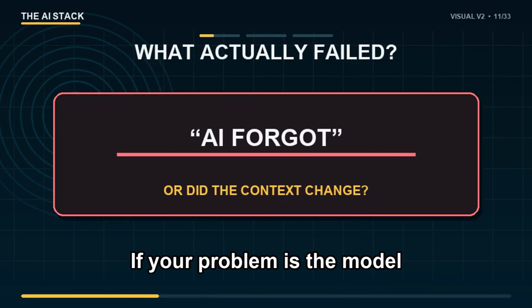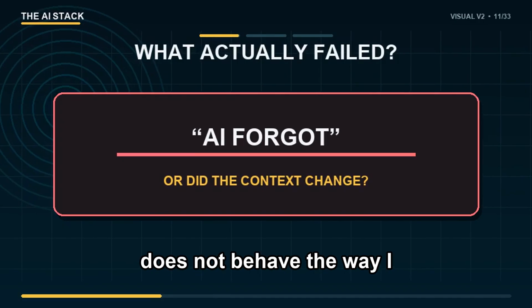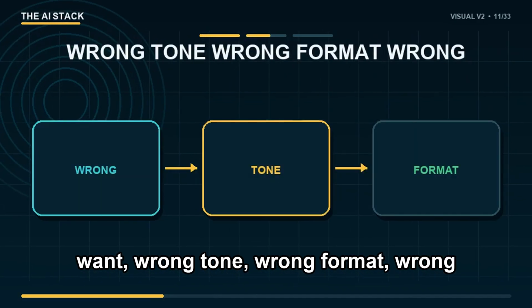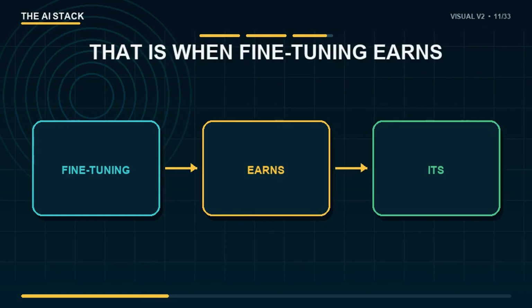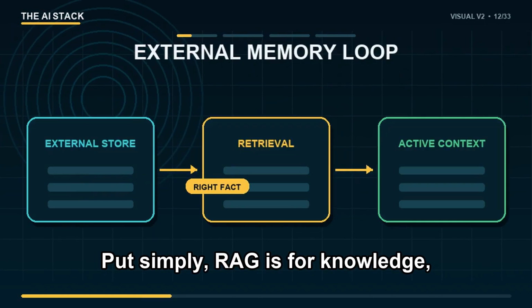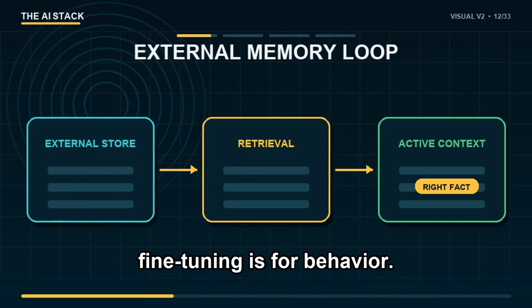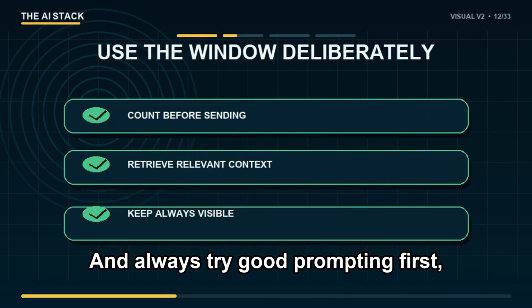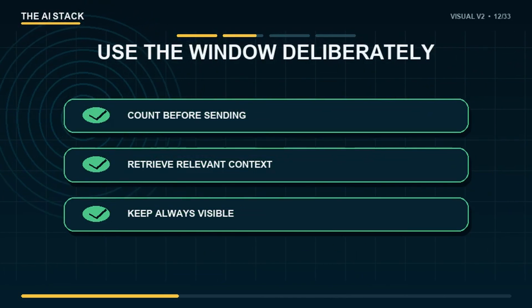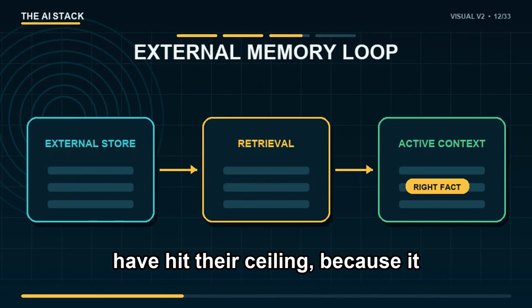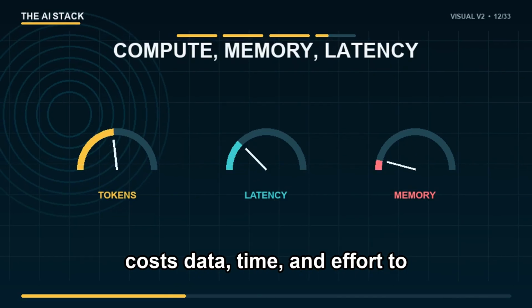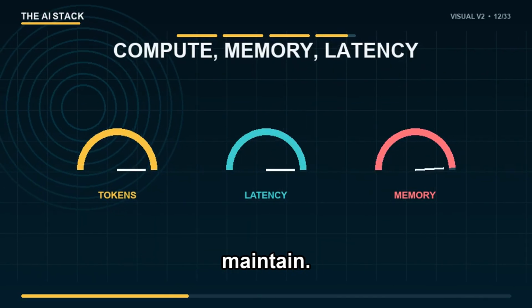If your problem is the model does not behave the way I want, wrong tone, wrong format, wrong style, missing a skill, that is when fine-tuning earns its place. Put simply, RAG is for knowledge, fine-tuning is for behavior. And always try good prompting first. It is free and instant. Fine-tuning is the heavier tool you reach for once prompting and retrieval have hit their ceiling, because it costs data, time, and effort to maintain.